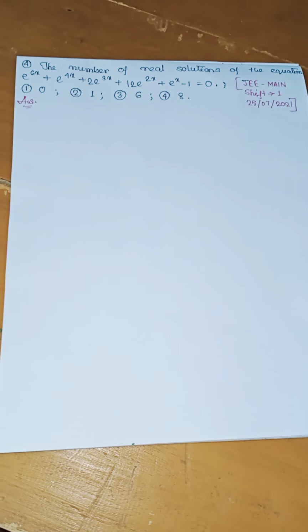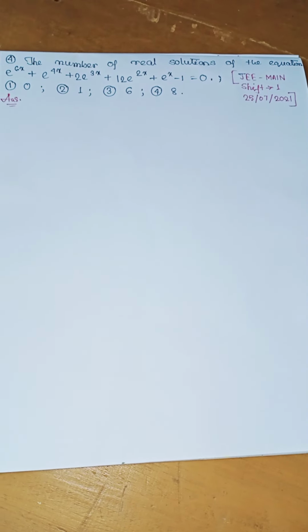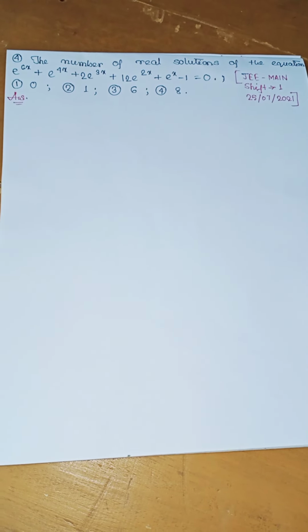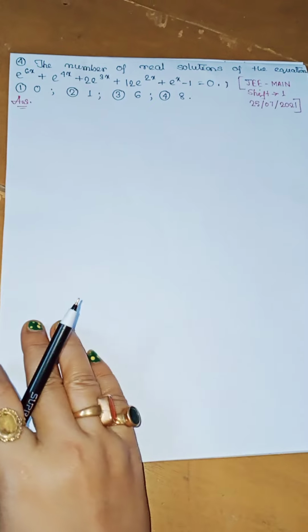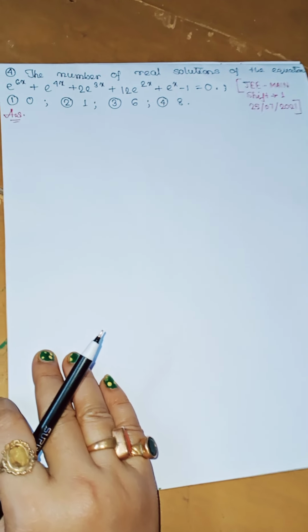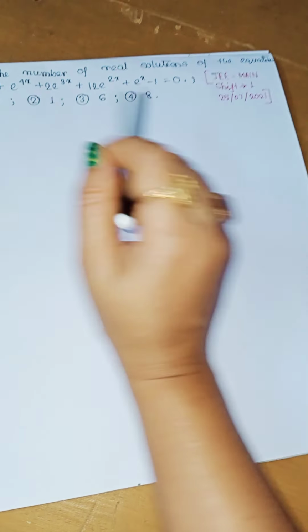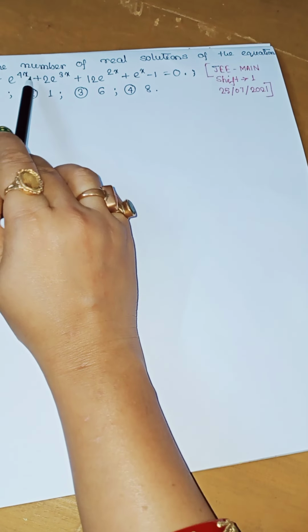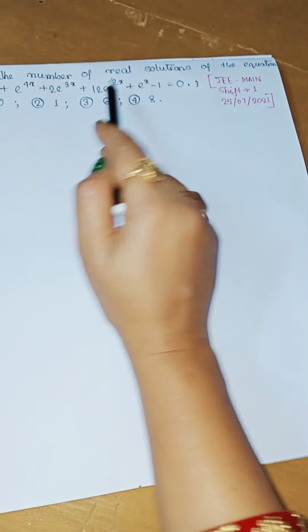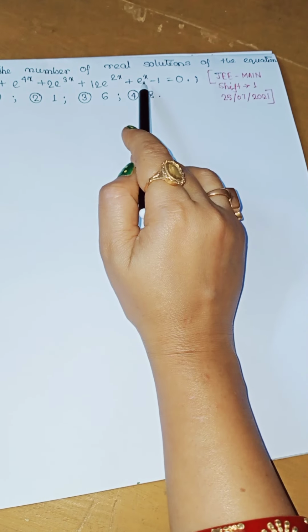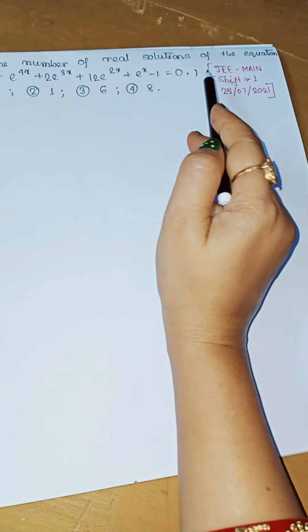Today we solve the JEE-MAIN Shift-1, 25th of July 2021 question. It's a memory-based question. Question 4 asks for the number of real solutions of the equation e^(6x) + e^(4x) + 2e^(3x) + 12e^(2x) + e^x - 1 = 0.